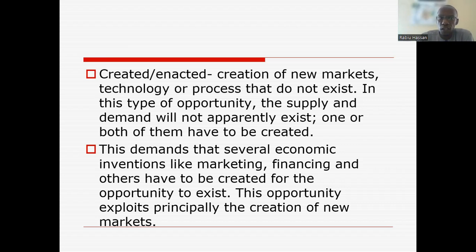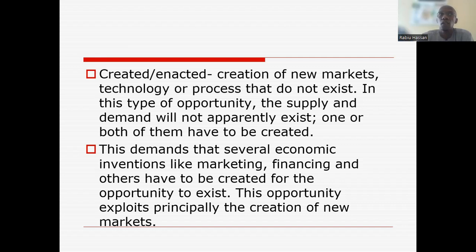The creation of new markets, technology offers that do not exist. In this type of opportunity, the supply and demand do not apparently exist. One or both of them have to be created. So you see there will be a lot of work and effort here. In the enacted type, it means that several economic inventions like marketing, financing, and others have to be created for the opportunity to exist. This opportunity exploits principally the creation of new markets.